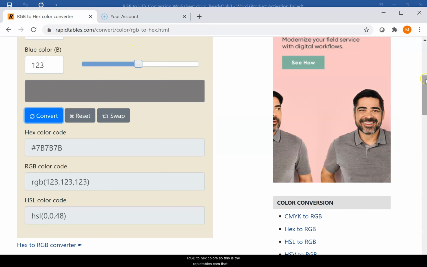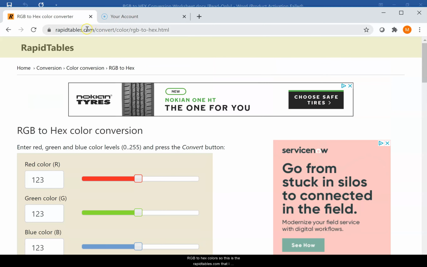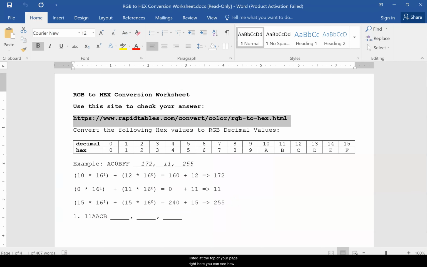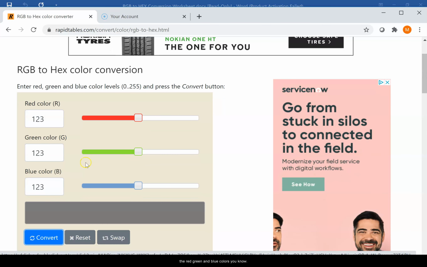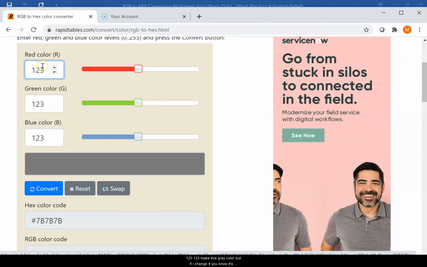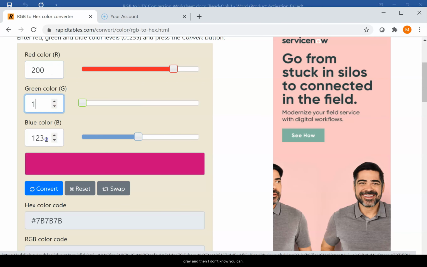the RGB to hex colors, so this is the rapidtables.com site that I listed at the top of your page right here. You can see how the red, green, and blue colors go together to form, so this right here, 123 and 123 and 123 make this gray color. But if I change it to 200, there's more red in it now, so it's more of a reddish gray. And then you can just kind of play with that, and see how the different colors are formed.